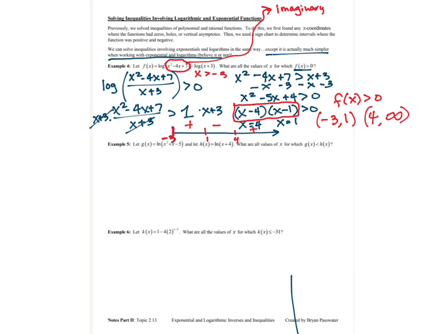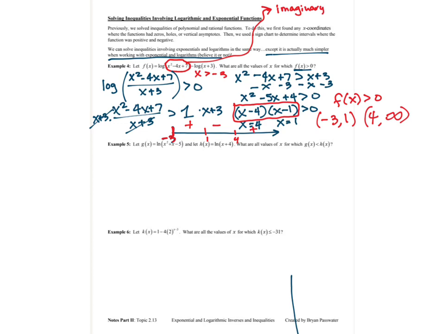Okay, let's go on. Example 5. We have to start off with our domain. We can't even begin this problem. What are all the values of x where g of x is less than h of x? We can't do that yet, because we don't even know where g of x and h of x are defined.